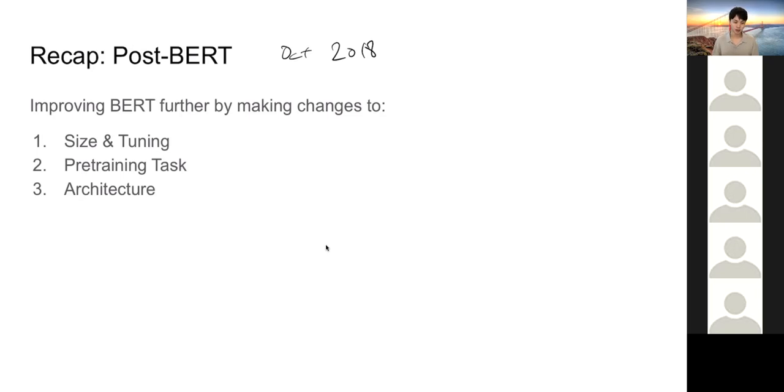Number two was that we wanted to try other pre-training tasks than masked language model. Number three was BERT was based on the transformer architecture, and some people tried to use other architectures or some variants of transformer. So it's good to keep this in mind, because I think most papers that we're going to discuss today will be related to these three.